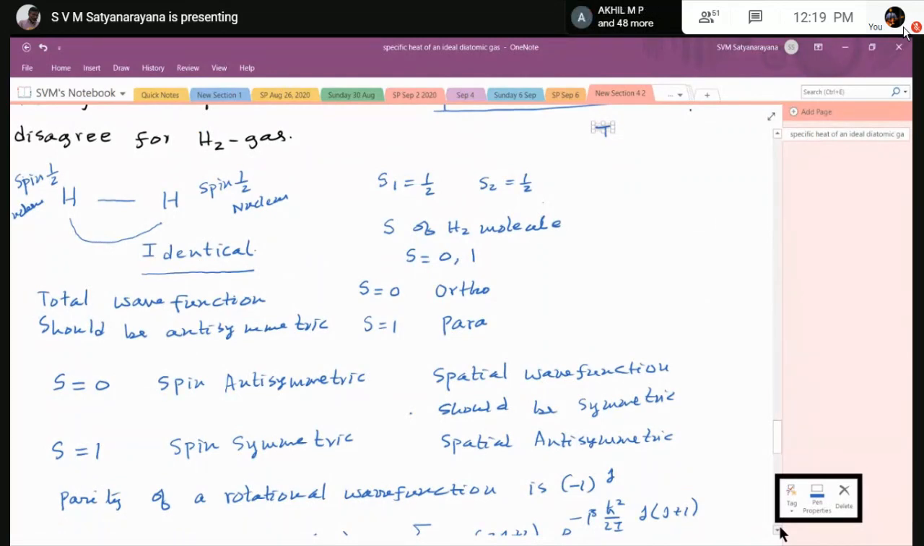So I think I'll stop here, and if there are questions. This is an interesting problem. I like this problem because it actually demonstrates all the techniques that are required to understand statistical mechanics.